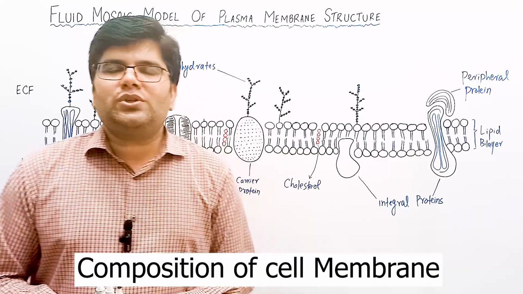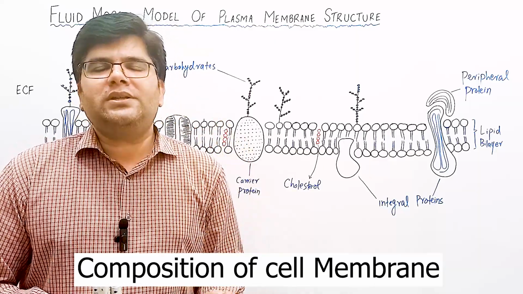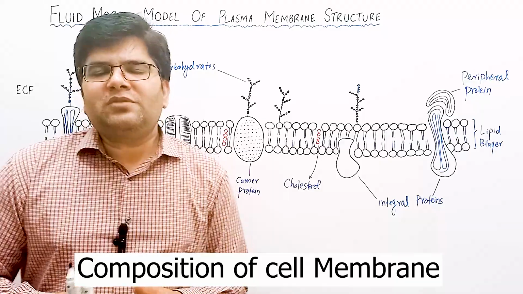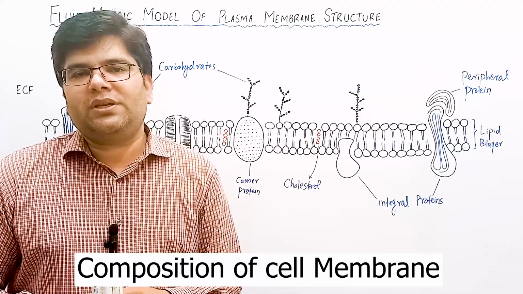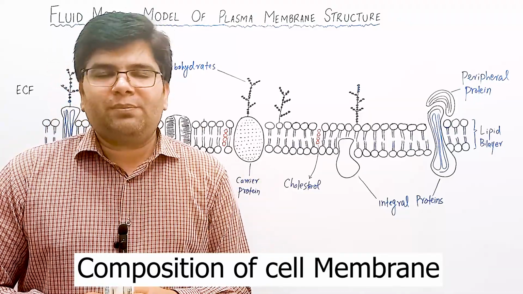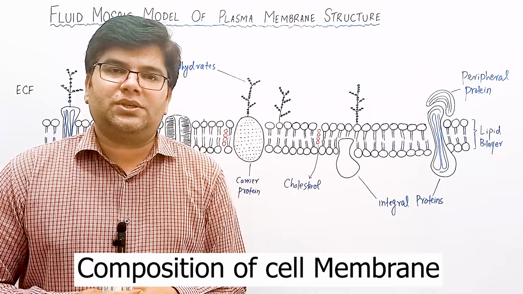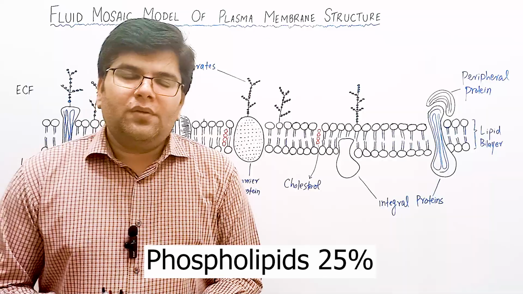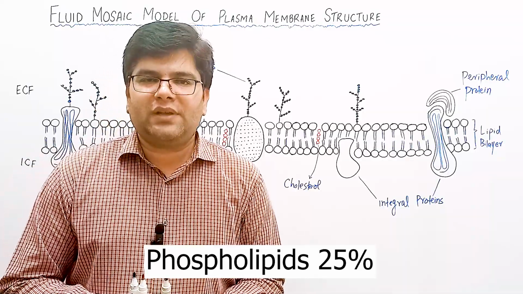Cell membrane is composed of three types of organic chemicals, and these are proteins, lipids, and carbohydrates. In terms of mass, proteins are most abundant, which make about 55% of the total mass of cell membrane. Lipids are above 40%, and carbohydrates are just 3%. Among lipids, phospholipids are most abundant, which make about 25% of the total mass of cell membrane.